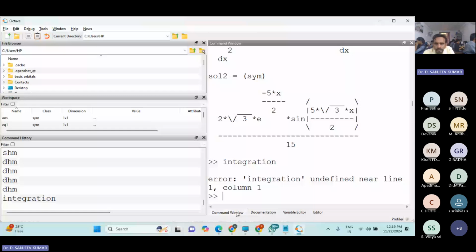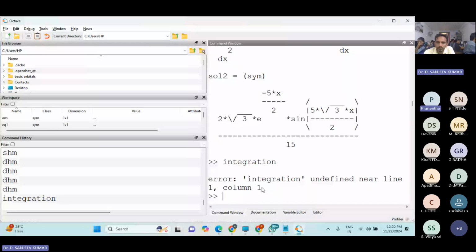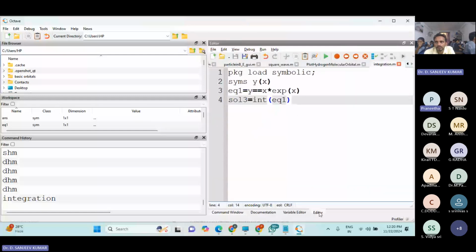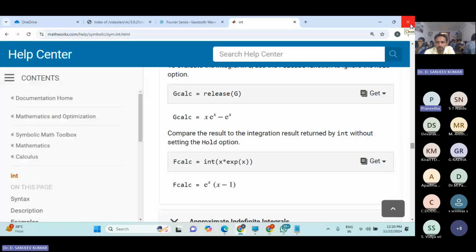Integration undefined near line 1 column 1. I need to restart. This line 1 column 1 error occurs when Octave is not able to process even the first letter. Integration undefined near line 1 and column 1. So the simple solution is just close it and open it.